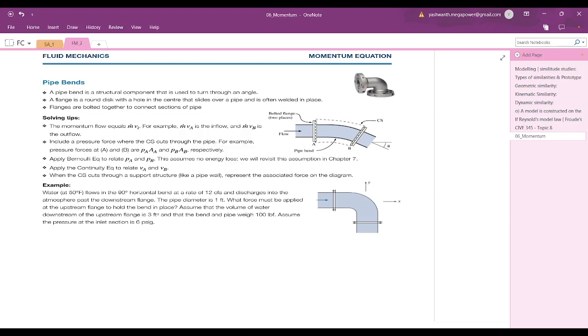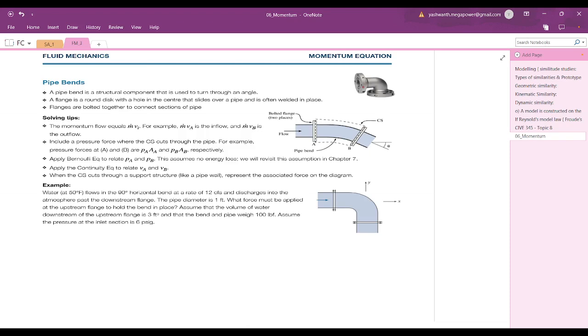For example, the pressure forces at A and B are pressure at A multiplied by area at A, and pressure at B multiplied by area at B. Because pressure, what is the formula for pressure? Force upon area. Therefore, pressure force is equal to intensity of pressure into area, right? Hence, along with the momentum at the inlet and outlet, here we need to write the pressure force as well. After that, apply Bernoulli's equation. Just now I explained to you what Bernoulli's equation is. By writing Bernoulli's equation, we can relate pressure at A and B. Assume no energy loss. We will revisit the assumption in chapter 7.